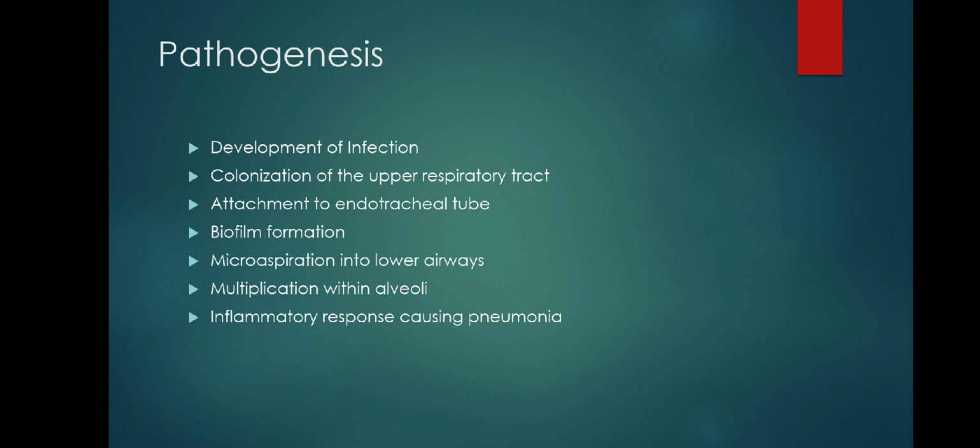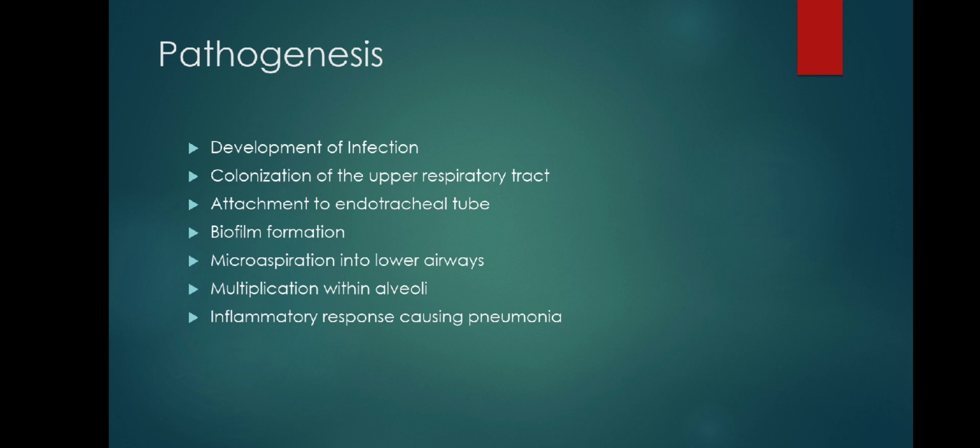Step 2, biofilm formation. One of the most important virulence mechanisms is biofilm formation. A biofilm is a community of bacteria enclosed within a protective extracellular matrix. On the surface of endotracheal tubes, Pseudomonas produces alginate, forming a thick biofilm that protects bacteria from antibiotics, prevents cell attack, and allows persistent infection. Because of biofilm formation, bacteria can survive for long periods despite treatment.